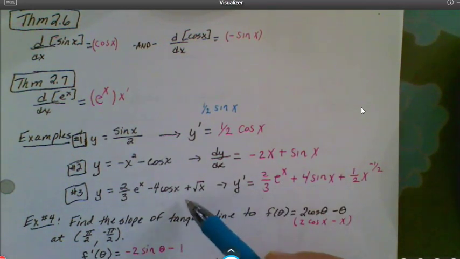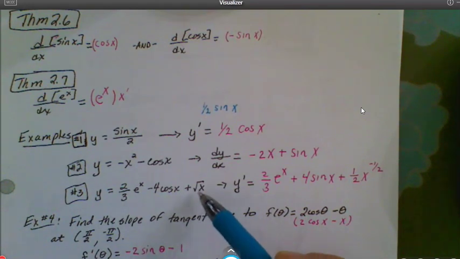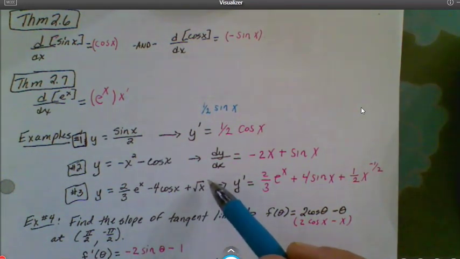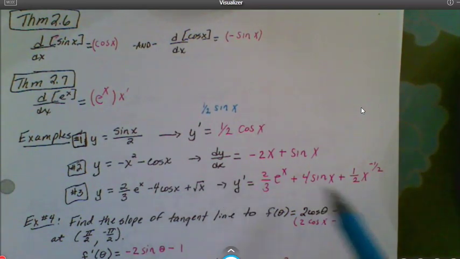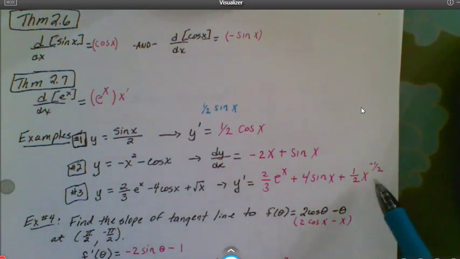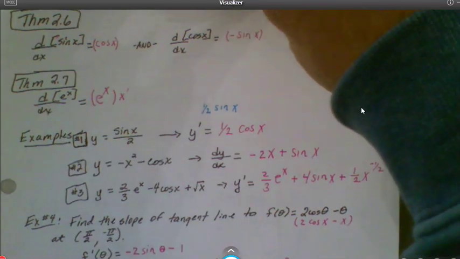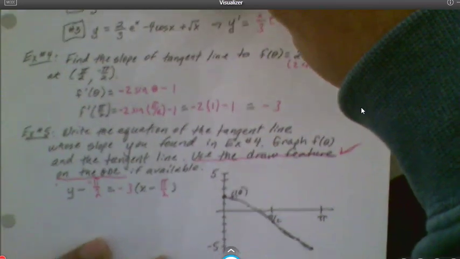And then the last one, remember, if you see a square root, you want to write that as x to the 1/2. And you would multiply the 1/2 to the front and then subtract 1 from the 1/2, and it would become this term right here. So kind of multiple rules getting thrown into one there.